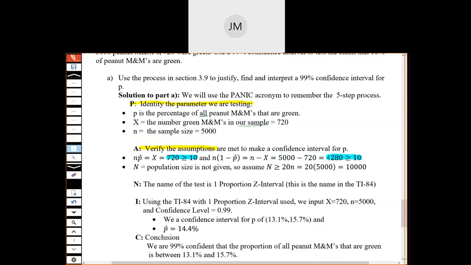Check, check. The last thing we do is we look at the population size. And I don't know how many there are. I don't know how many green M&Ms there are. What we do is we say it's not given. We need it to be bigger than 10,000. So what we can do is we can just say we will assume that there are more than 10,000 peanut M&Ms in the world.